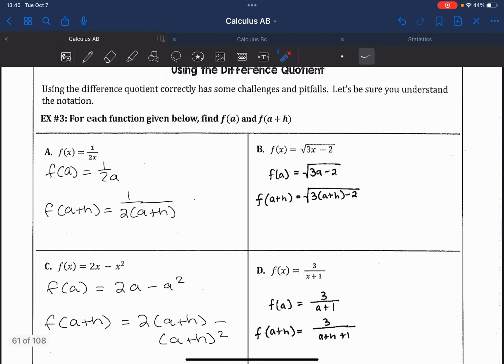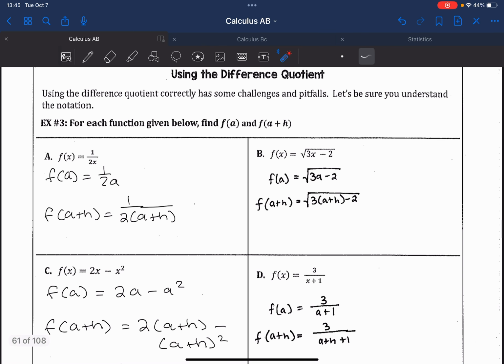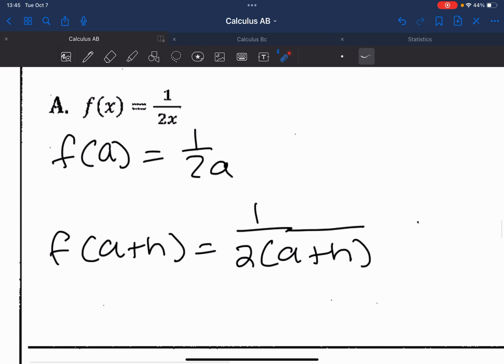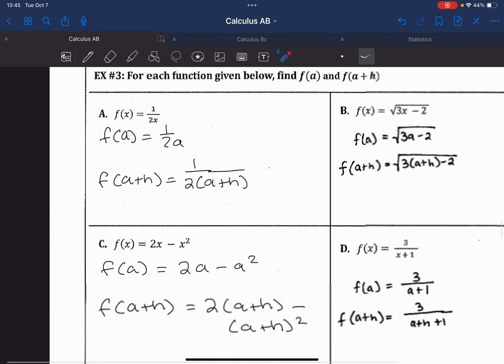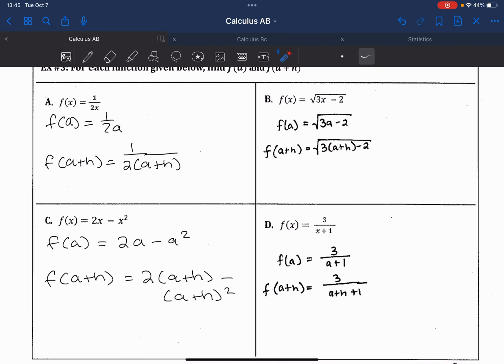In this part, we're breaking down the formula that they give us, and we're practicing plugging in a and then plugging in a plus h. For example, here we plugged in a. So anywhere we saw an x, we substituted an a. And then for f of a plus h, anywhere we saw an x, we plugged in a plus h. And that's what we did for each of these problems here.